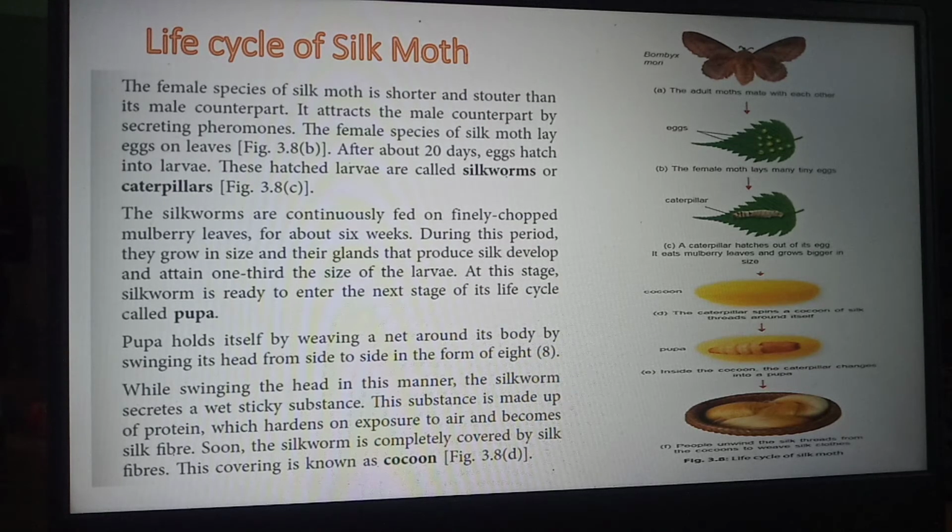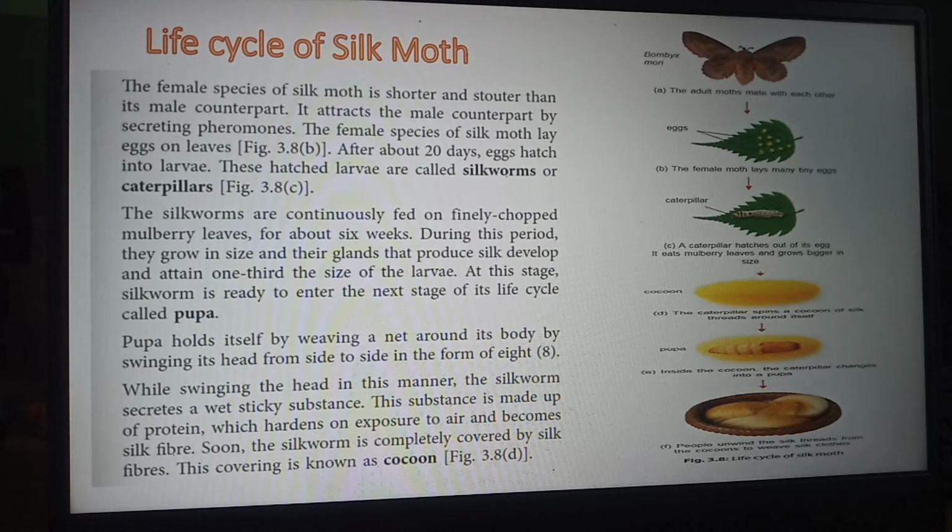Can you see the picture over here? This is the silk moth. It is laying eggs on these leaves. Okay, these are the leaves. Okay, these are the eggs that are laid on the leaf. Okay, then the female silk moth has laid the egg. After about 20 days, these eggs then hatch out into larvae.